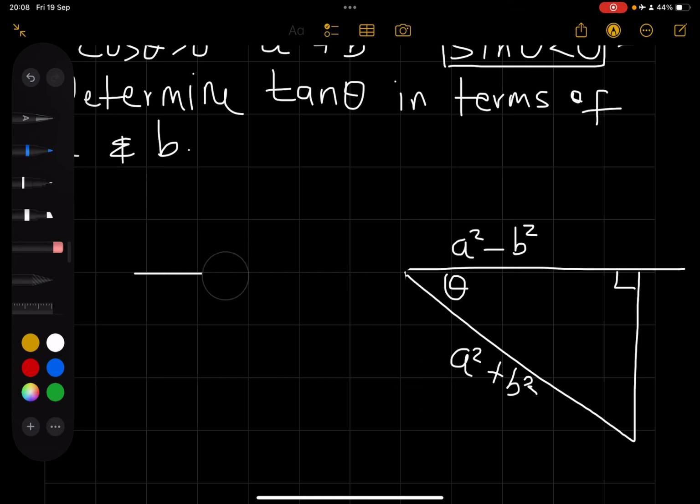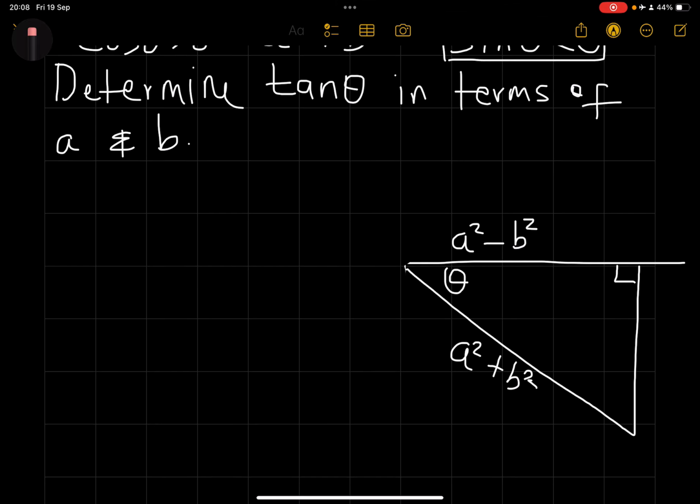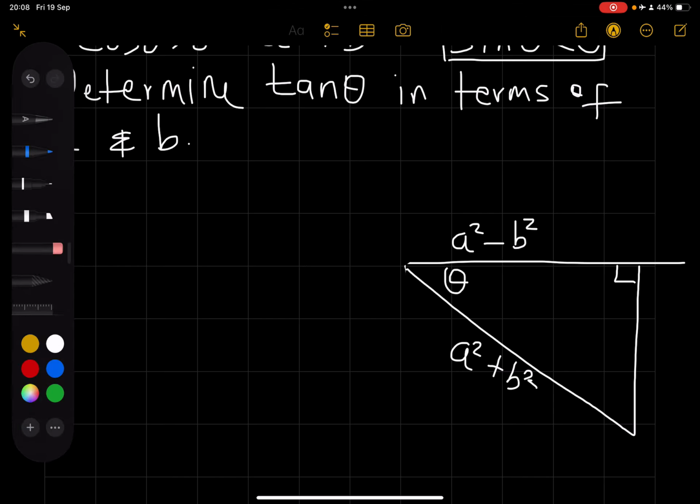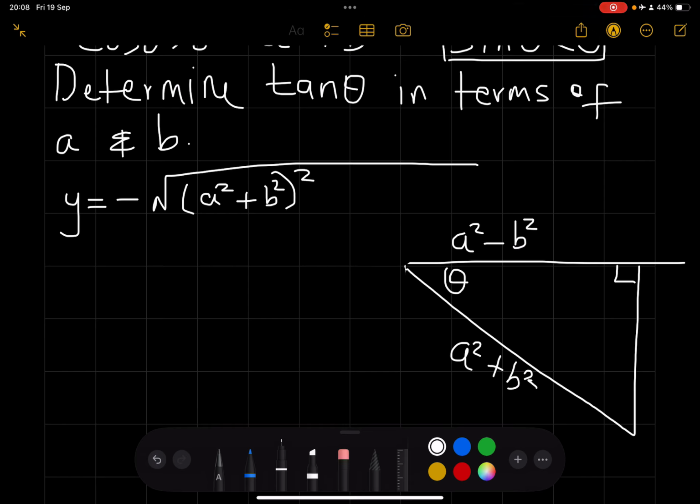I'll just erase there to leave my space. And y we can see is negative, right? Because it's at the bottom. So I'm going to put it at the bottom. We're going to say y is equal to negative, because we know its sign is negative, the square root of, we always start with the hypotenuse, so (a squared plus b squared), that is the hypotenuse, we need to square it. And then we subtract the square of the adjacent, and then we square.